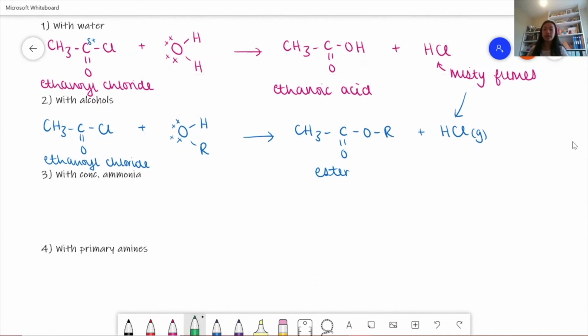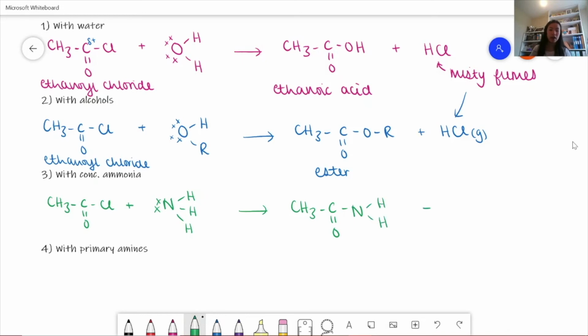And again, we're going to use CH3COCl, so this ethanoyl chloride. And so we have ammonia, so we have nitrogen with 3 hydrogens attached. And nitrogen has one lone pair of electrons to form a covalent bond. So what we form is CH3, C double bond O, and then NH2. And also we have, again, this HCl gas, which gives off misty fumes.